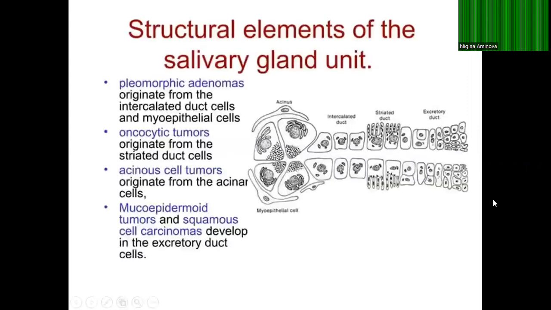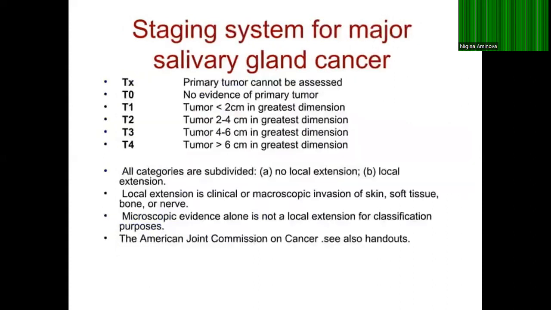Moving to the next slide, structural elements of the salivary gland unit. Pleomorphic adenomas originate from the intercalated duct cells and myoepithelial cells. Oncocytic tumors originate from the striated duct cells. Acinic cell tumors originate from the acinic cells, and the last one develops in the excretory duct cells.